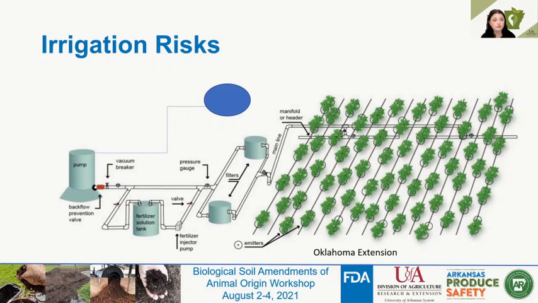Surrounding land use, biofilms in the line. So what are some issues with surrounding land use to the irrigation system specifically, since we're talking about the irrigation system? Breaks in the lines.